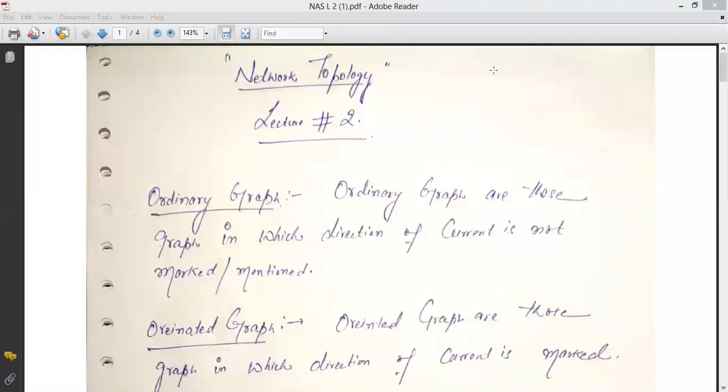In my previous lecture, I discussed what we mean by network topology and how network topology can help us convert an electrical circuit into a graph. I also discussed what a circuit is, and that a circuit is basically a combination of active elements and passive elements.